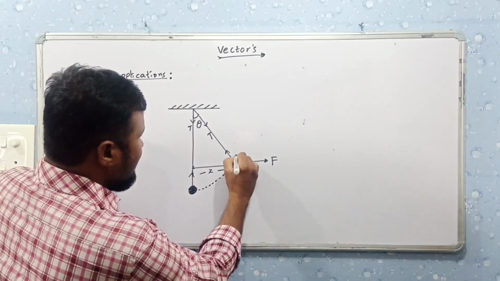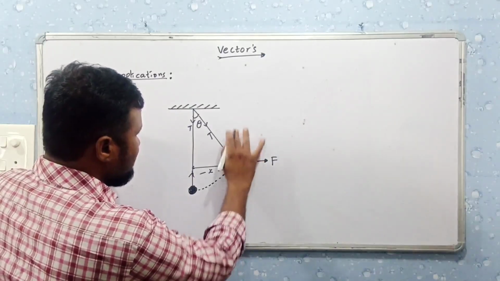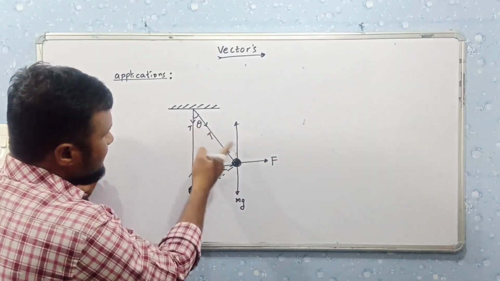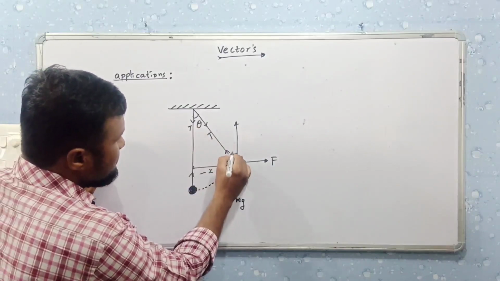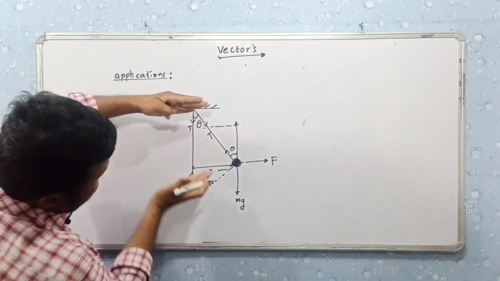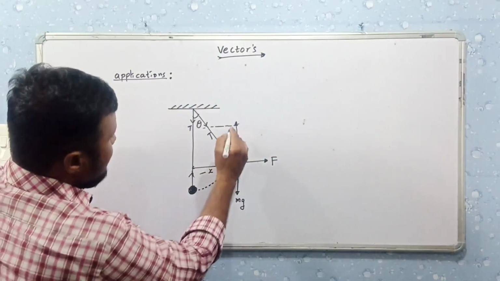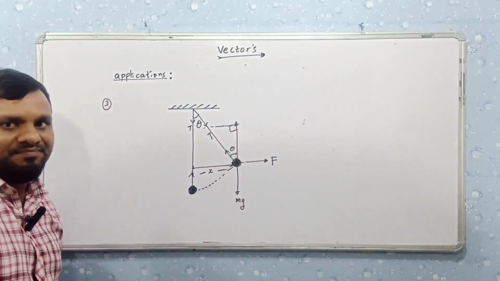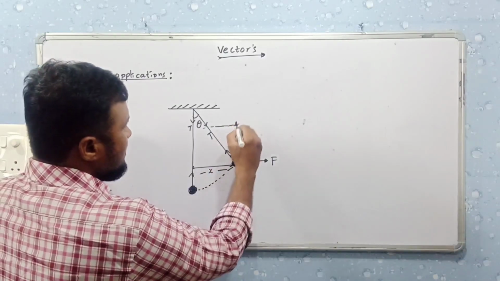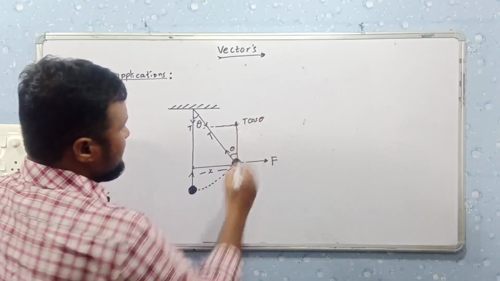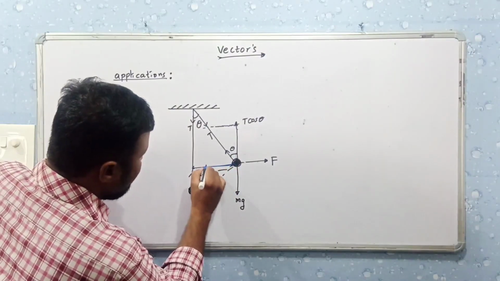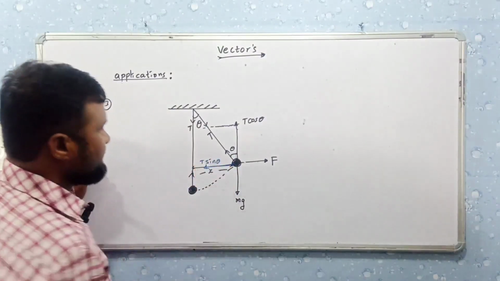If I extend weight mg upward, this vector if I extend upward, we can observe interior opposite angles. This is theta, this has to be theta. If I take a parallel line to the force vector, parallel lines are equal, you can observe a right angle triangle. Now it is easy to split. Which side theta lies, that side is always cos theta, so this has to be T cos theta, one of the components. The other component is T sin theta.